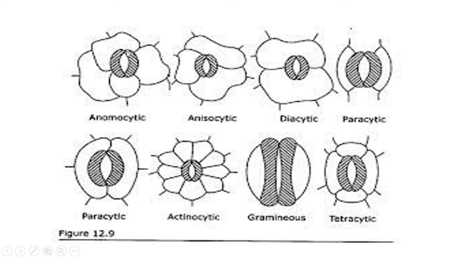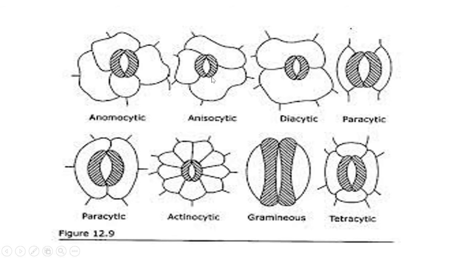First one, anomocytic. It is also called ranunculus type. In this type, the stomata remain surrounded by irregular subsidiary cells. Example, Ranunculus and Capparis. Because classification is based upon the position of guard cells and subsidiary cells, here in the first type, anomocytic, the subsidiary cells are irregular.